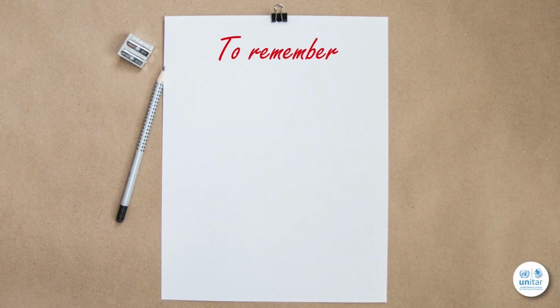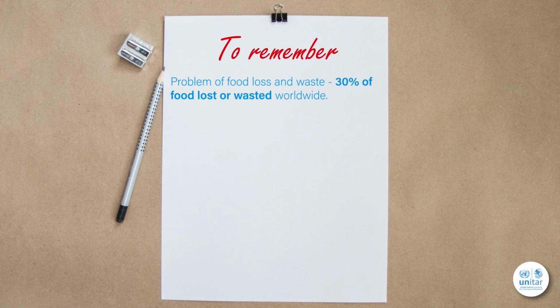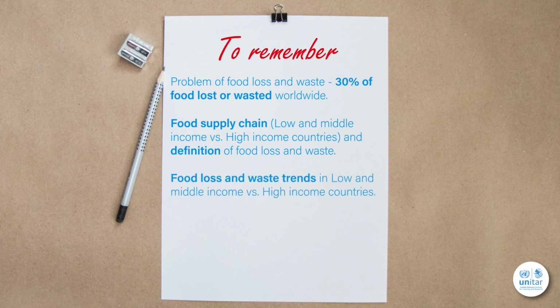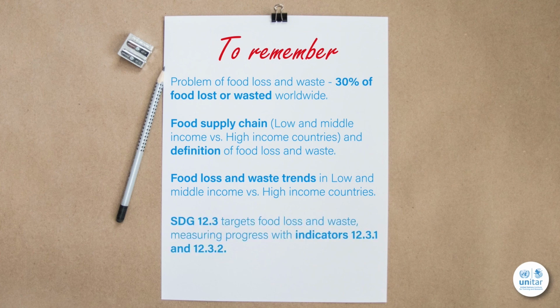Let's summarize our learnings from this session. We have learned the serious problem of food loss and waste, and that about 30% of our food worldwide ends up being lost or wasted. We had a look at the food supply chain and the actual definition of food loss and waste. We looked further into the difference of food loss and waste between low and middle income countries compared to high income countries. We've learned that SDG 12.3 targets food loss and waste, measuring progress with indicators 12.3.1 and 12.3.2.